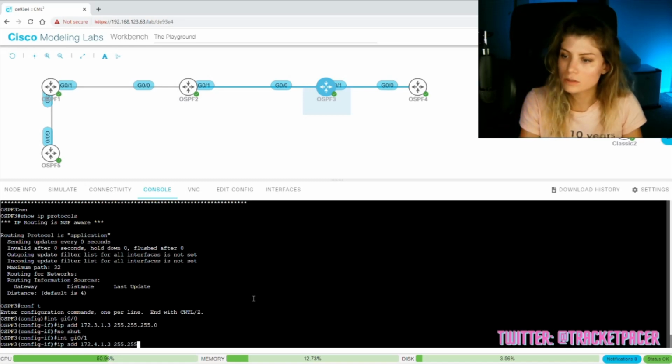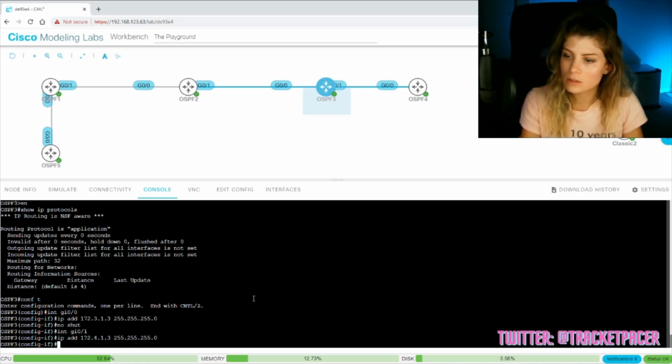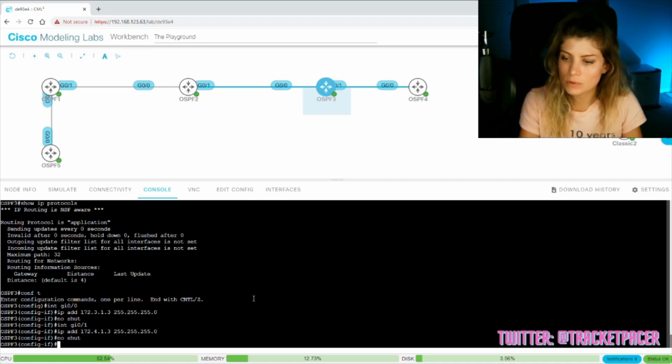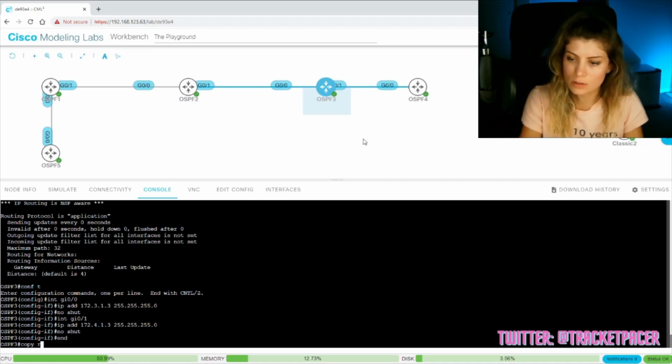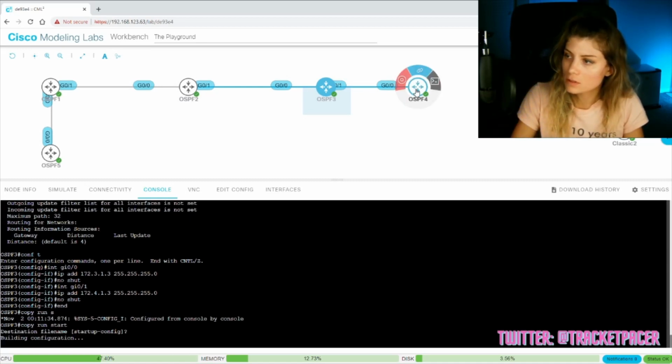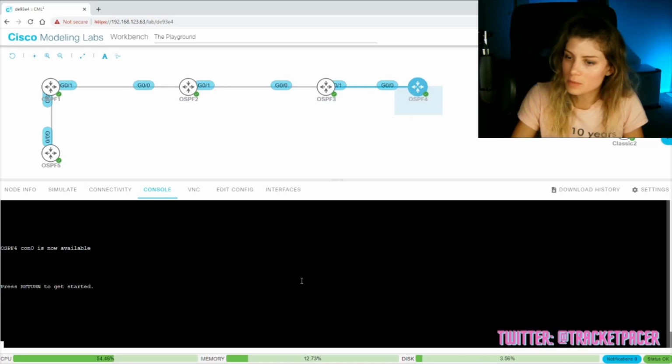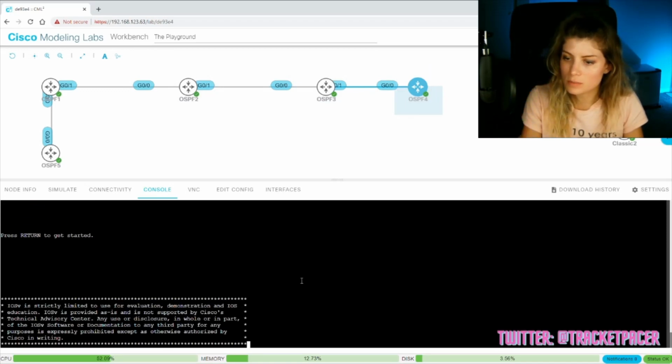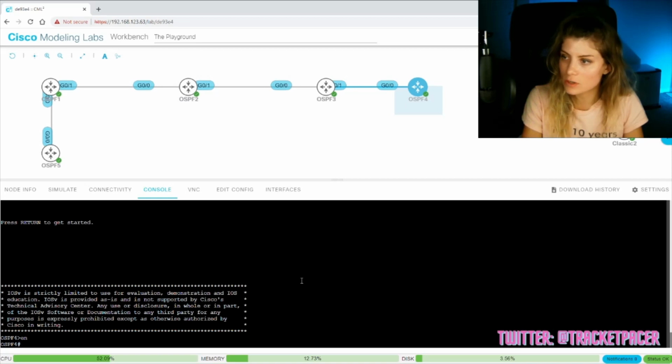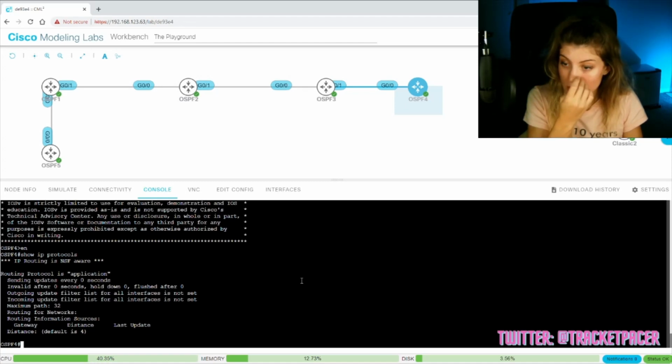4.1.3. Okay. Shut, we'll leave it there for now. And OSPF 4 maybe doesn't have OSPF on it either. Maybe I just completely hallucinated configuring OSPF on these two routers. It is entirely possible. Show IP protocols. Yep, no OSPF. Awesome.